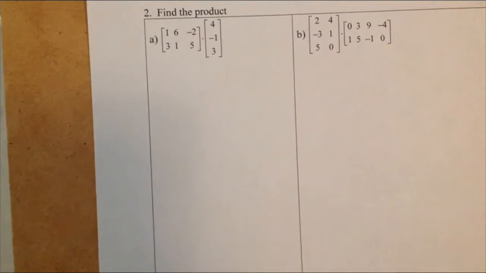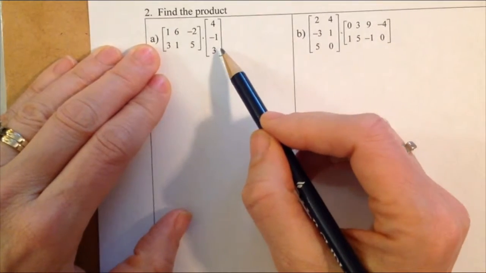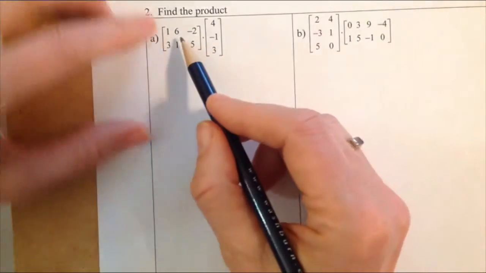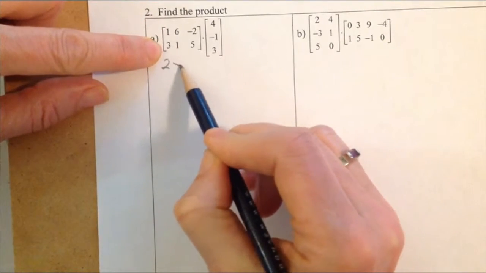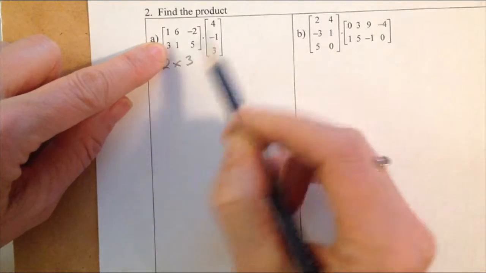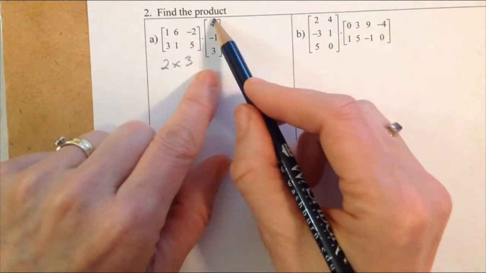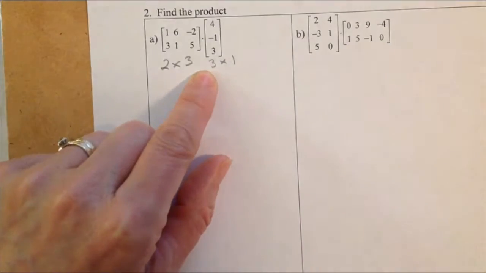We want to find the product of matrices. Now when we multiply matrices, we've got to be very careful with the dimensions. So if we look at what we have for this first one, we have 2 rows and 3 columns. So this is a 2 by 3. And we want to multiply that by, this one has 3 rows and 1 column.